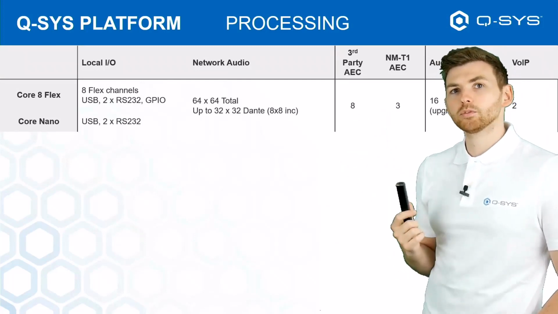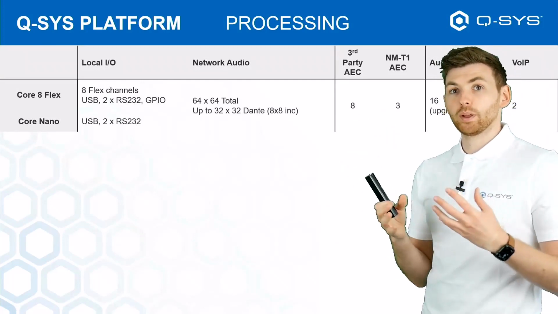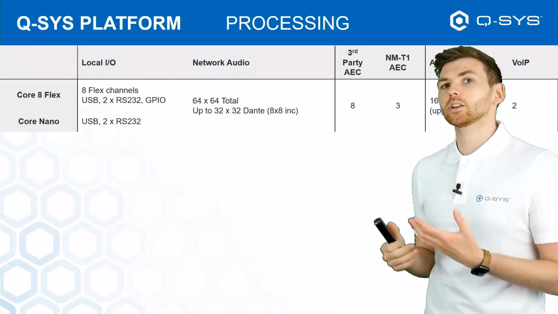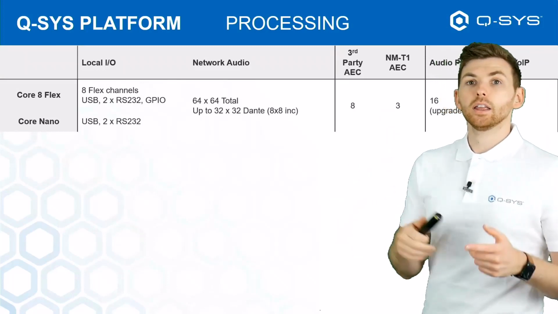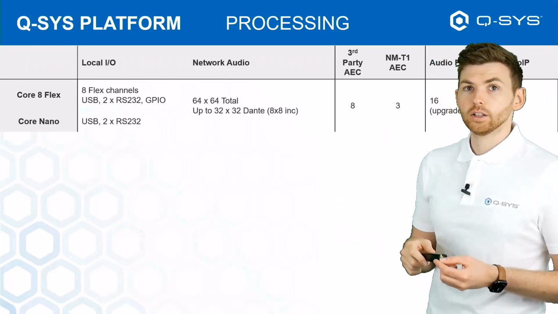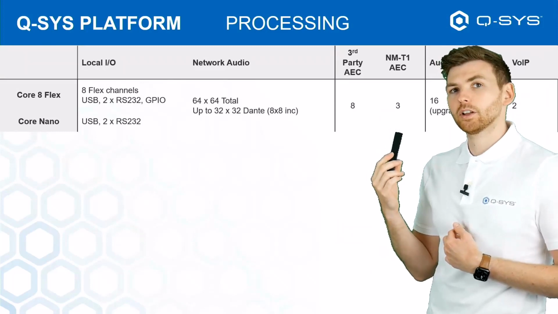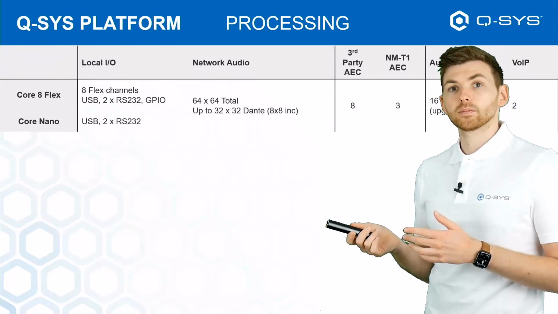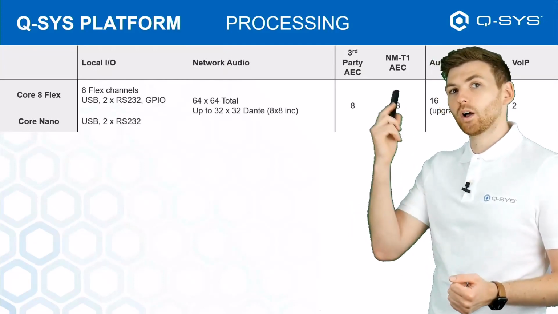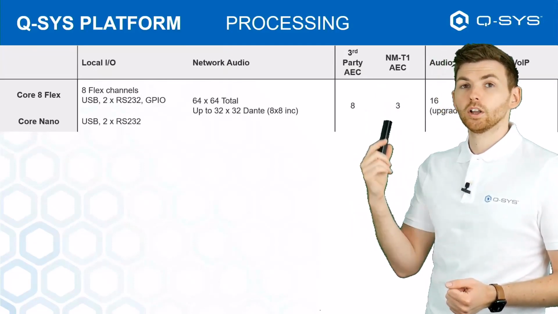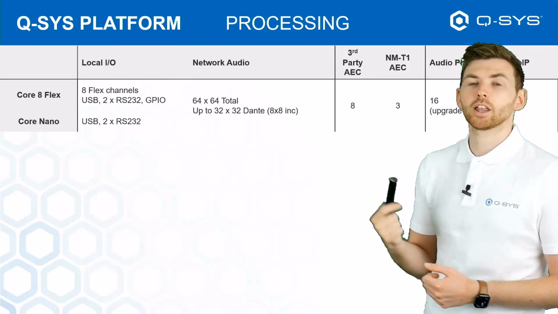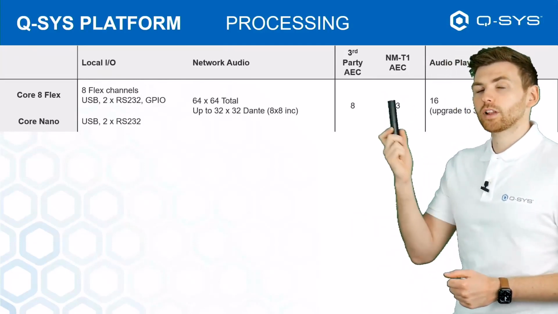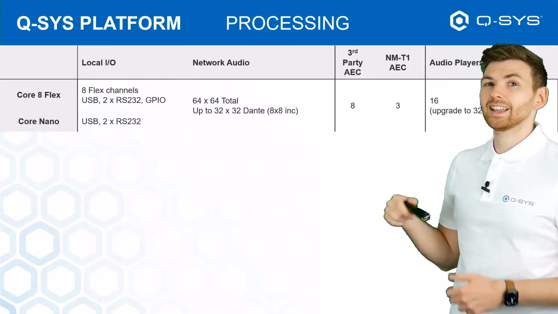Now, when we have the NMT1, the actual beamforming that the NMT1 is doing and the echo cancellation is done inside the core. Okay, so we think about that as well. Now, it turns out that you can have 3 NMT1s on those cores. So that's actually going to give you 12 channels, which is kind of cool. So a few more channels with the NMT1 than with other mics. And also, once you've done that, you are actually going to have some other AEC left over.